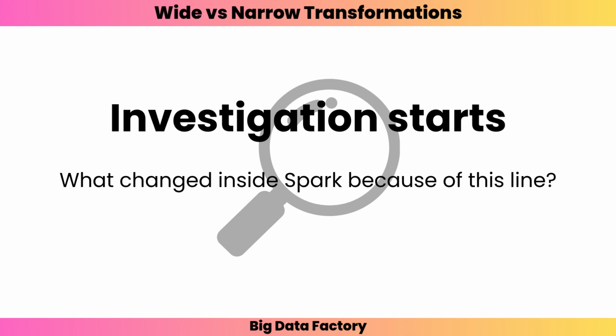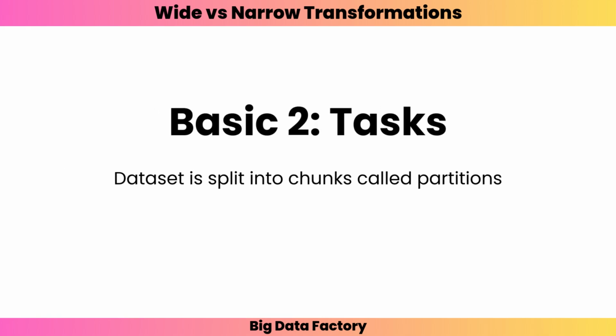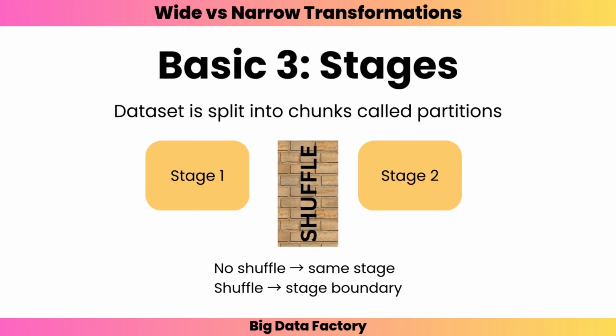Before we define wide and narrow, we need three Spark basics. Only three. Number 1, partitions. Spark splits your dataset into partitions. Each partition is a chunk of data. Number 2, tasks. One partition is processed by one task. And number 3, stages. A Spark job is broken into stages. Inside a stage, Spark can run many tasks in parallel. Now here is the key. Spark creates a new stage when it needs a shuffle. So you can remember this simple mapping: no shuffle, same stage; shuffle, stage boundary. And wide versus narrow is basically about one question: does this operation require a shuffle or not?